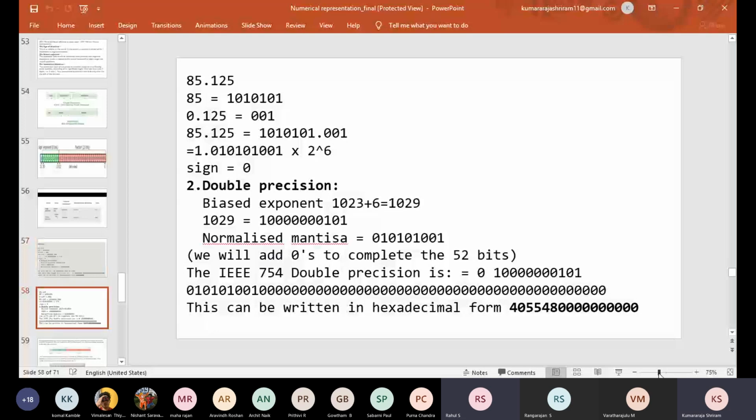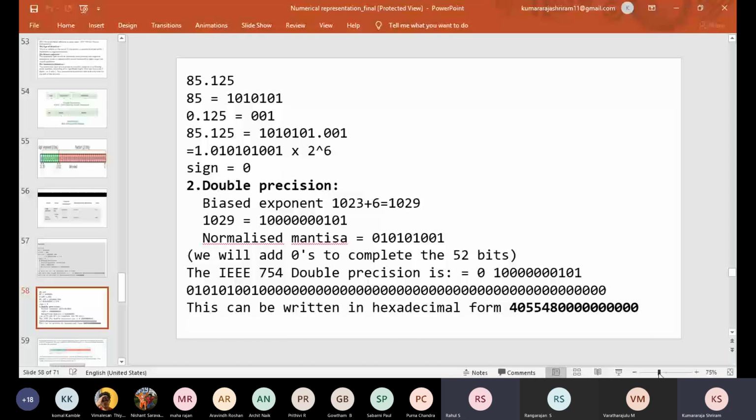That is what we found for single precision, now we'll do it for double precision. The change made in double precision is the exponent. So the sign will remain positive and the normalized mantissa will remain the same. Since double precision occupies double the bits of single precision, 32 becomes 64 bits. So 1023 plus 6 will get 1029. That will be the biased or the stored exponent at the end. So the binary form of 1029 is this.